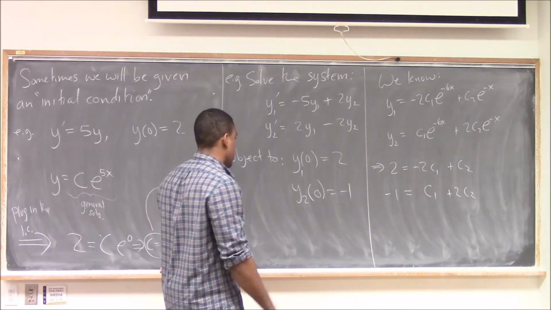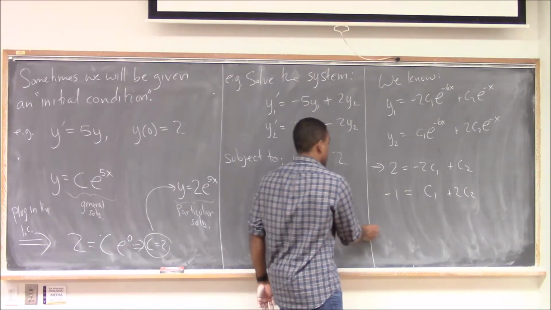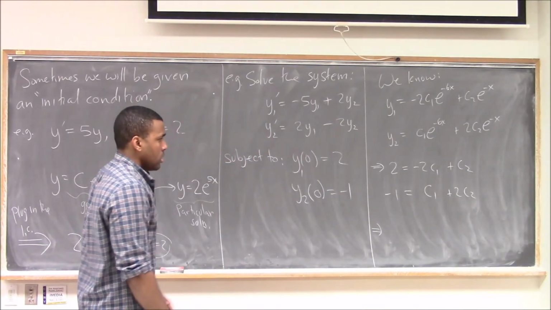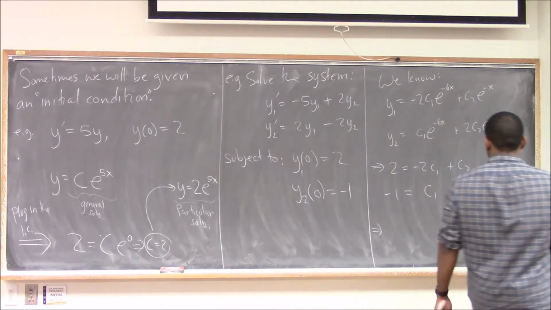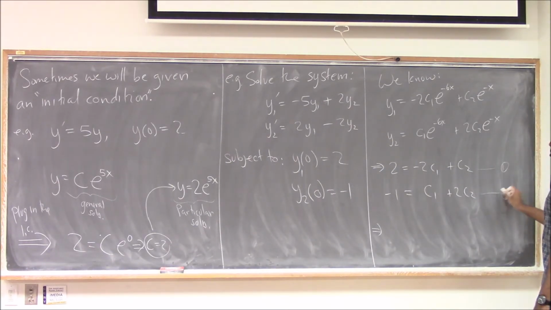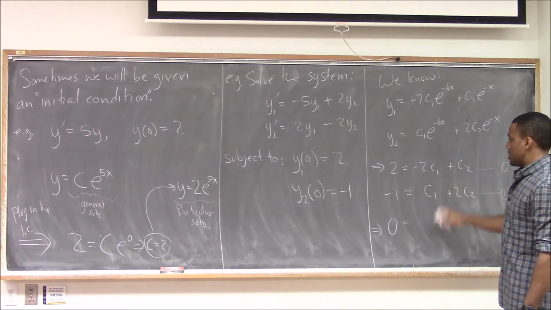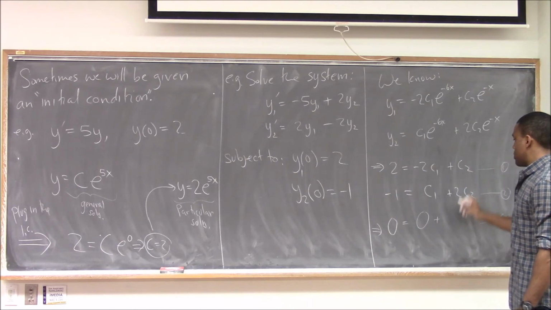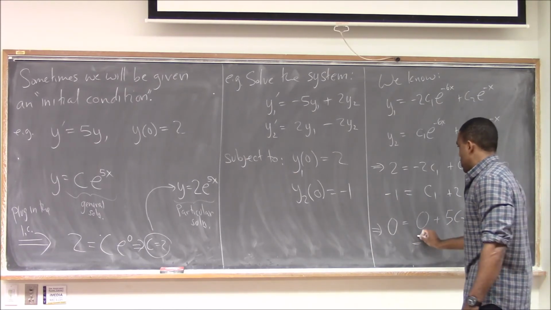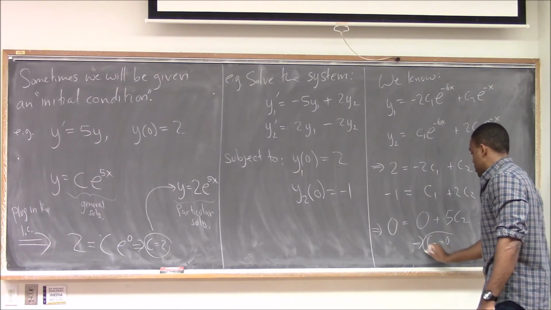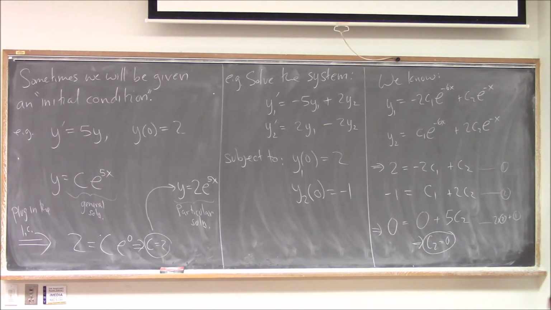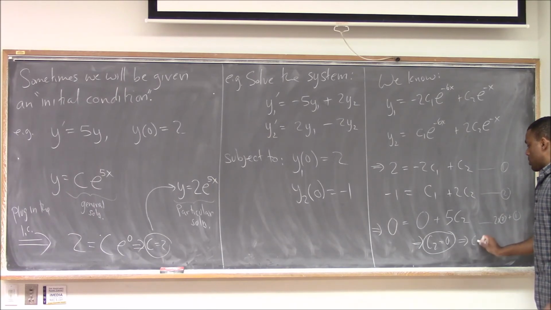Let's say this is equation 1, that's equation 2. What we can do is just say 2 times equation 2 plus equation 1. 2 times this plus that is 0, and 2 times this plus that is 5C2. You get C2 equals 0, which means C1 equals minus 1.